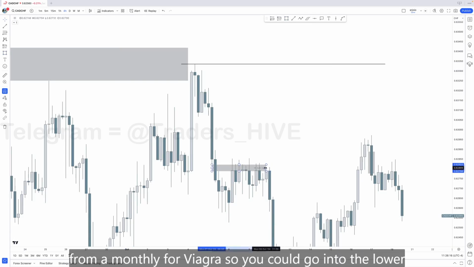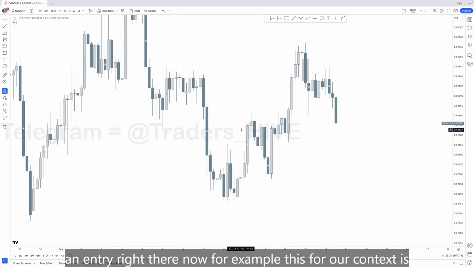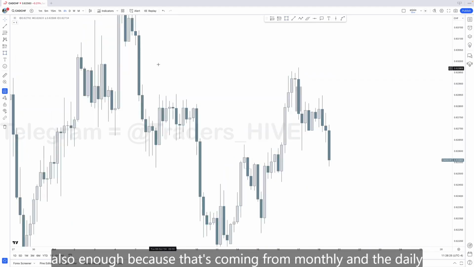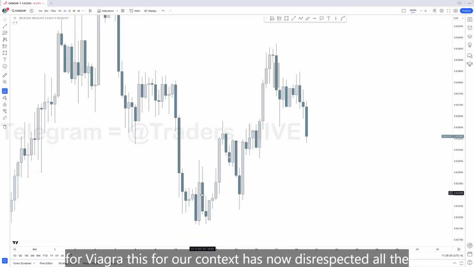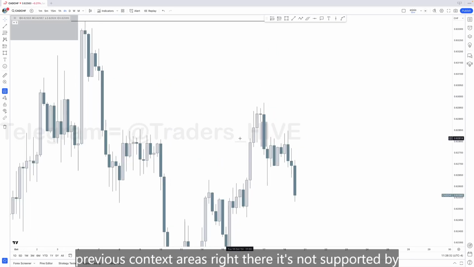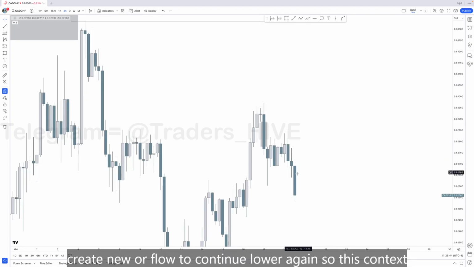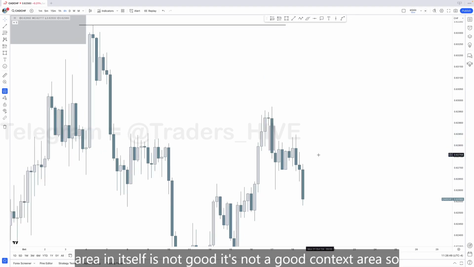So you could go into the lower time frame right here, into the 5 minute, to also look for an entry right there. Now, for example, this 4-hour context is also enough, because that's coming from monthly and the daily fair value gap. This 4-hour context has now disrespected all the previous context areas right there. It's not supported by anything anymore. It's just a random order flow leg right there. We could even argue it's fake order flow. It's not based on anything. So if we do want to continue lower, we should create new order flow to continue lower again. So this context area in itself is not good. It's not a good context area.